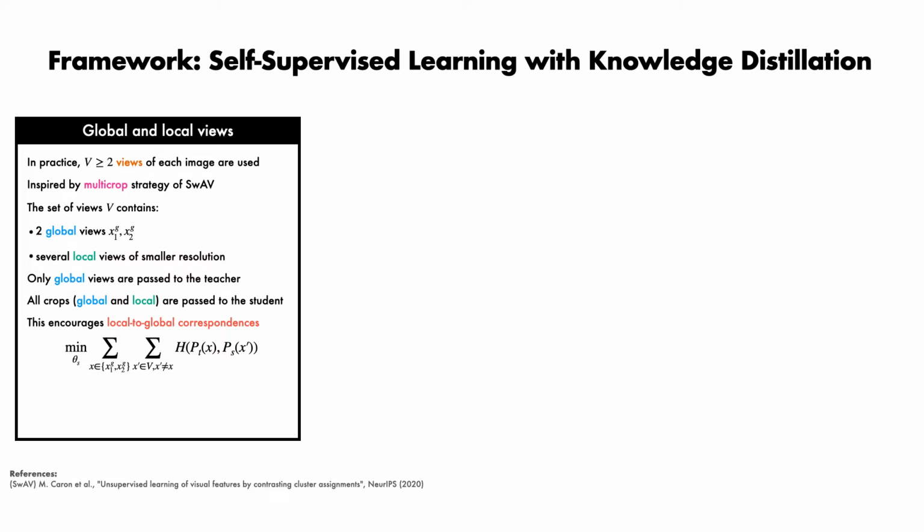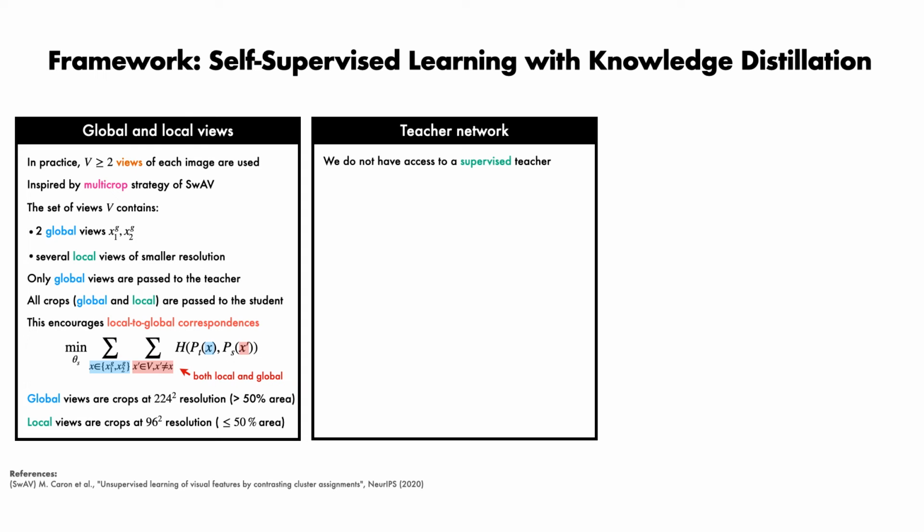The actual loss minimized is therefore the following, where the images passed to the teacher are the global views, while the images passed to the student are both local and global. In this work, global views consist of square crops at 224 pixel resolution, spanning more than half the image area by default, while local views are square crops at 96 pixel resolution, spanning less than half of the area of the image.